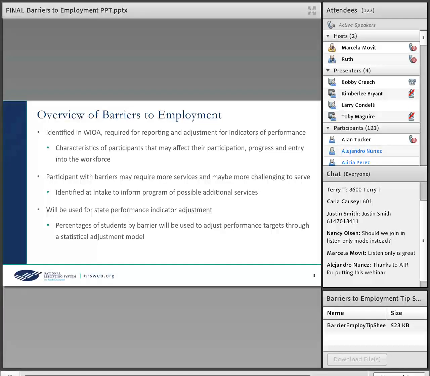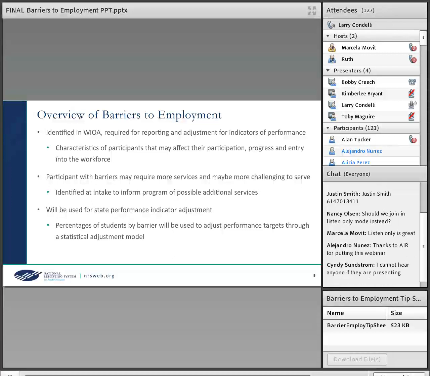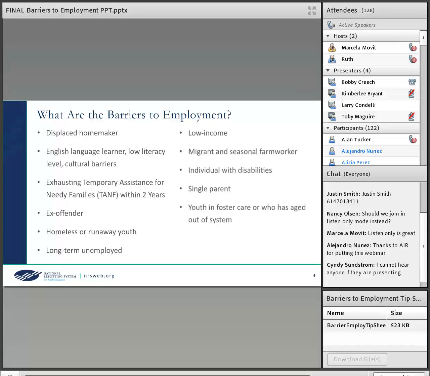achieving their goals. And so here, let me move to the next slide. Just a second, let me do that. There we go. What are the barriers to employment?